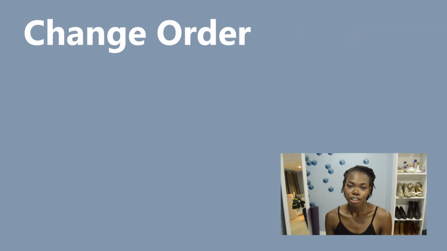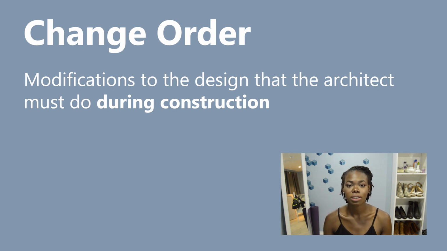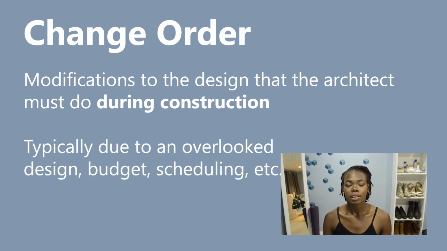And finally, change order. So a change order is something that happens during the actual building process, and it might be issued by an architect, a contractor, a client, or a consultant, where an issue like budget or something that needs clarification comes up, and it requires the architect to actually go back and change parts of the design.